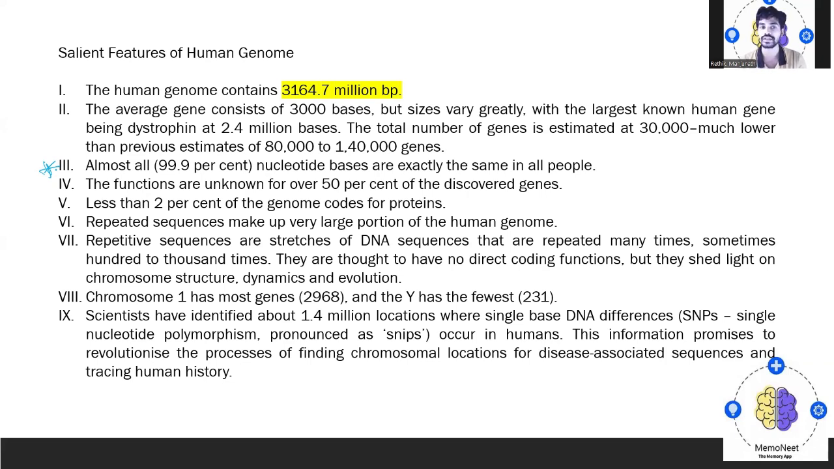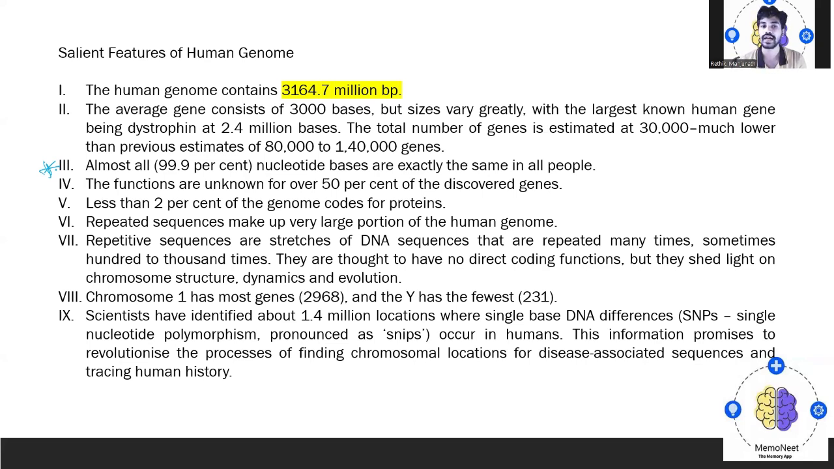And the repeated sequences make up very large portions of the human genome. They are stretches of DNA sequence that are repeated many times. Some of the sequences have been repeated more than 100 times or 1,000 times. So they are thought to have no direct coding function, but they shed light on chromosomal structure, how they might have evolved because they've been repeating again and again. So that dynamic structure and all.